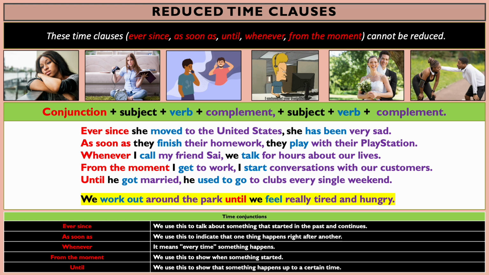Remember that the meaning of these time conjunctions, or the use, is the following. Use ever since to talk about something that started in the past and continues. We use as soon as to indicate that one thing happens right after another. Use whenever to mean every time something happens. Use from the moment to say that something started. Use until to say that something happens up to a certain time. So when you use until, you indicate when something stops happening.